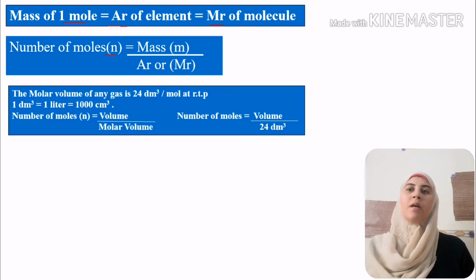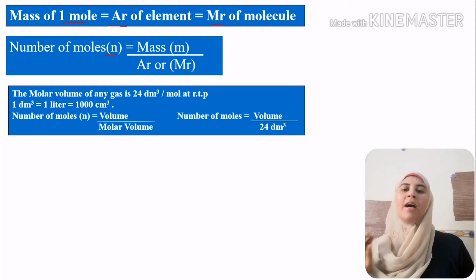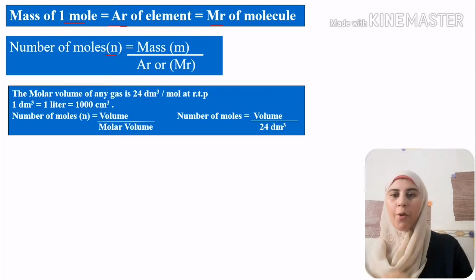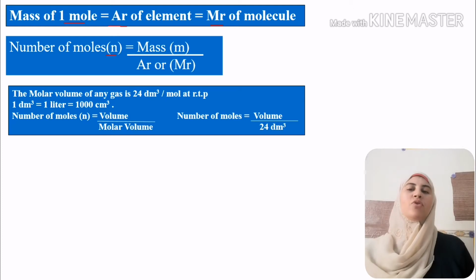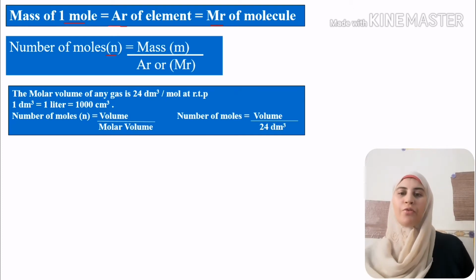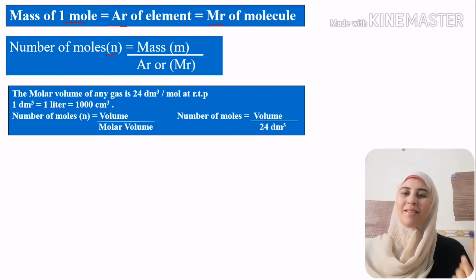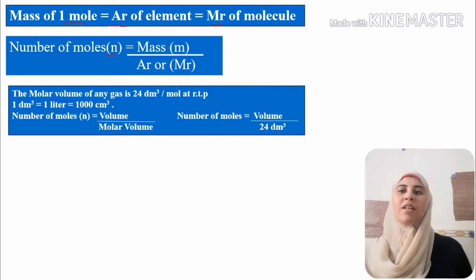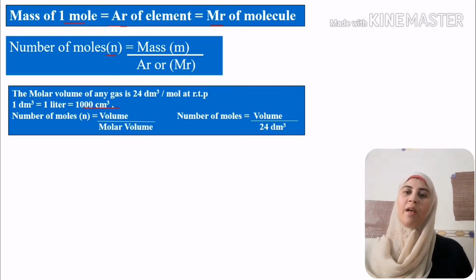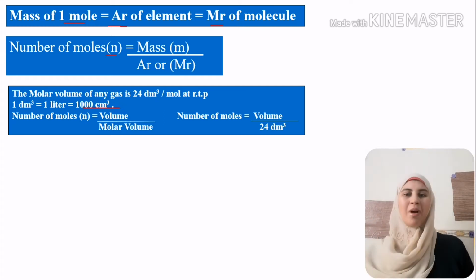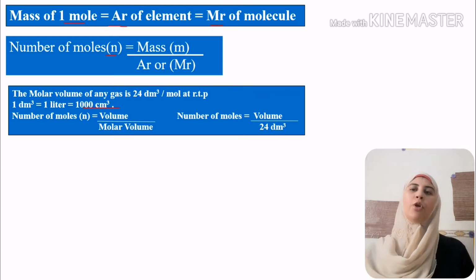Number 3, the molar volume of any gas under STP, standard temperature and pressure, you can find it written as 24 dm³ per mole. Sometimes you can find it written as 22.4 dm³ per mole. So take care, 1 decimeter cubed equals 1 liter equals 1000 centimeter cubed. So if you have any volume given in centimeter cubed, you must convert it into decimeter cubed.